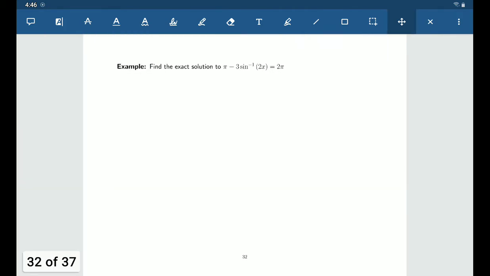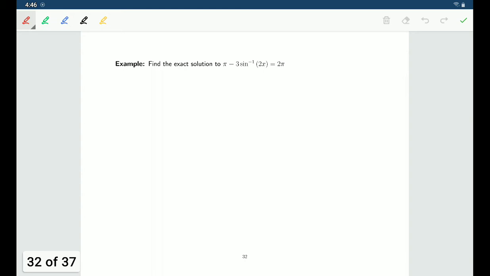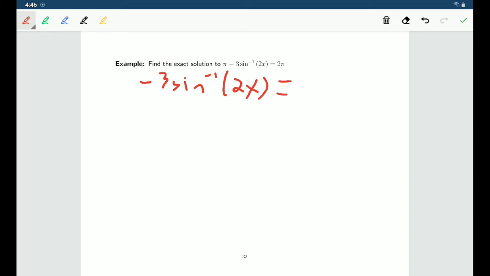Let's start off with, again, first we'll isolate that inverse trig function. So I'll move the pi to the other side. Minus 3 sine inverse of 2x equals, moving the pi to the other side leaves me with pi. Lovely. I'll divide everybody by negative 3. That's sine inverse of 2x equals negative pi over 3.